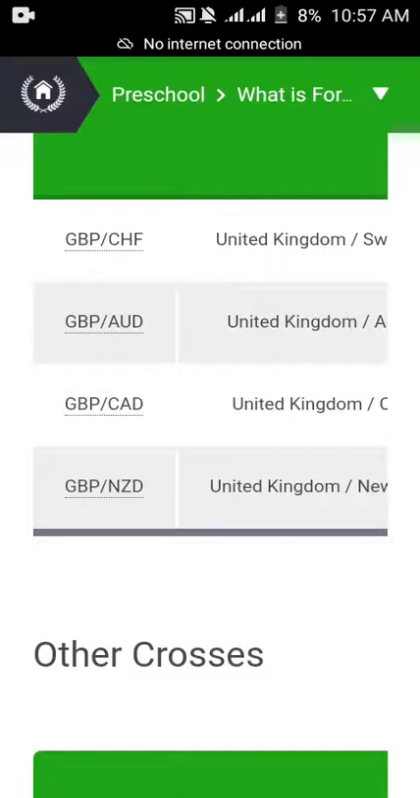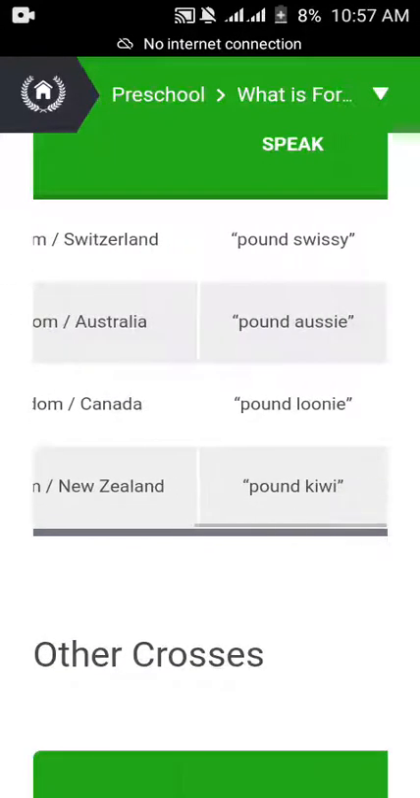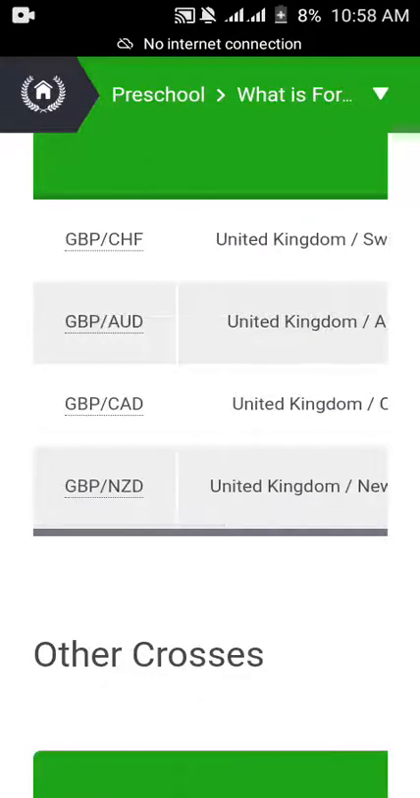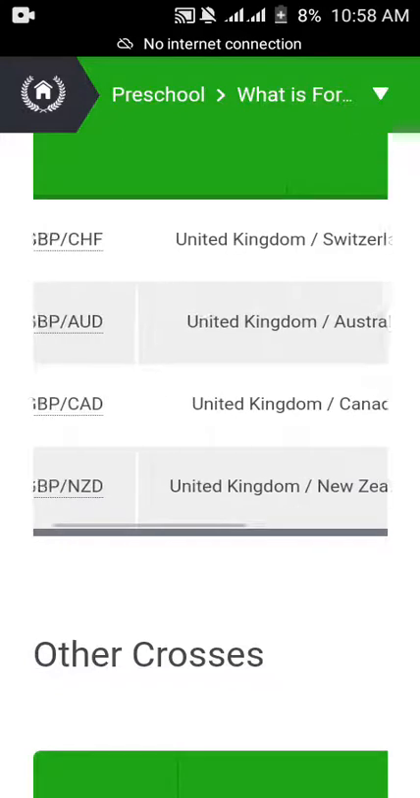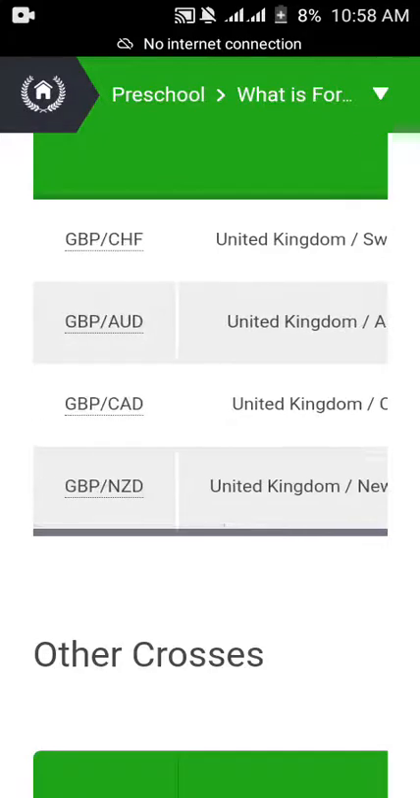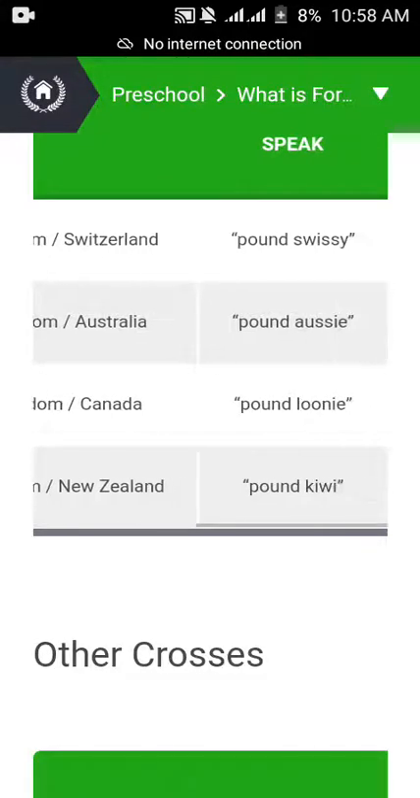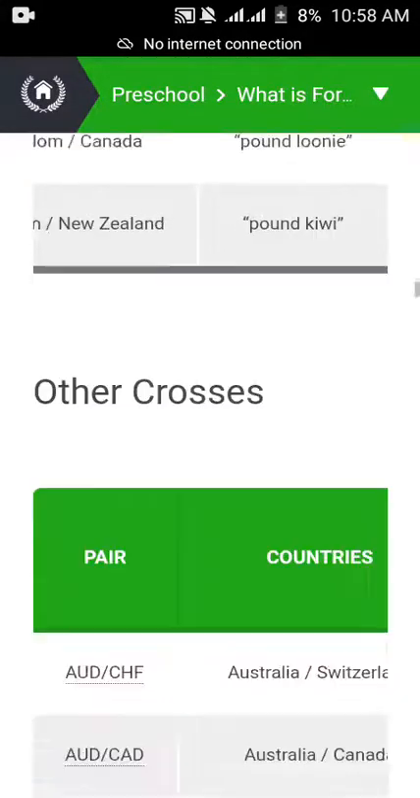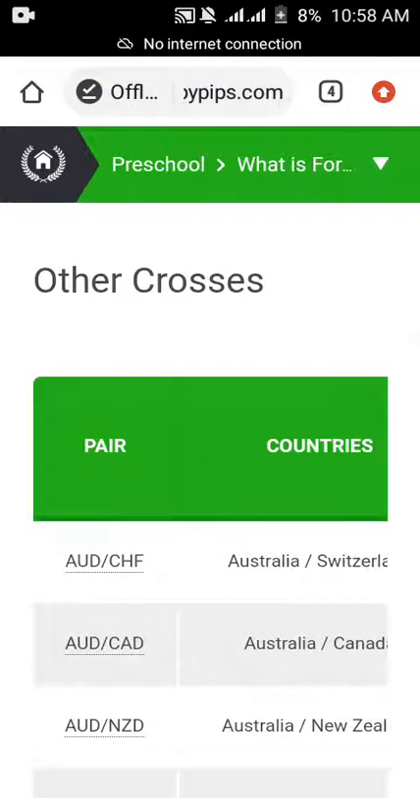Now for the pound crosses, we have Great British pound, where the countries are United Kingdom and Switzerland. We have the geek speak pound and Swissy. Then we have the Great British pound and Australian dollar. The geek speak is pound Aussie. Then we have the Great British pound and Canadian dollar, with the geek speak pound and Loonie. Then we have Great British pound and New Zealand dollar, which the geek speak is pound and Kiwi. We have other crosses.